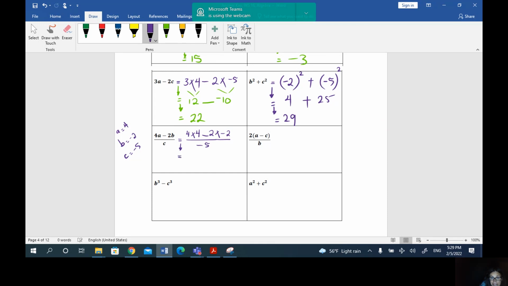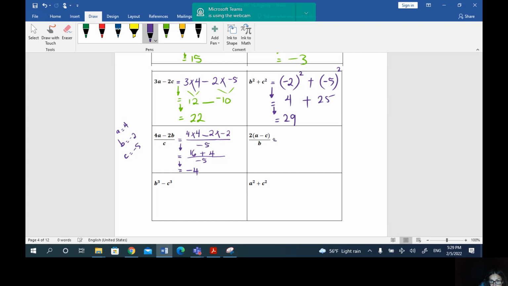Let's simplify, or let's consider the order of operation. So fraction line, 4 times 4 is 16, minus 2 times -2 is plus 4, over -5. Now, 16 plus 4 is 20. 20 divided by -5, the answer will be -4.